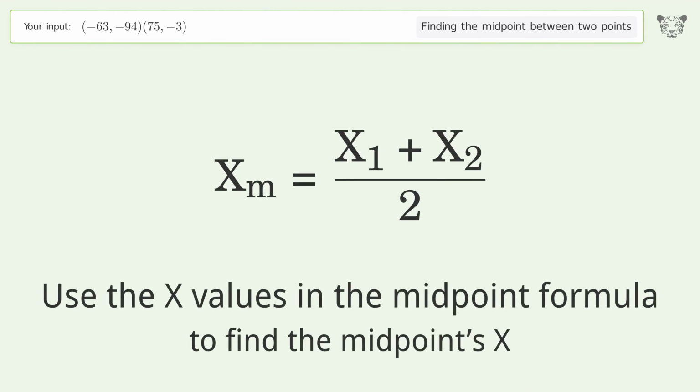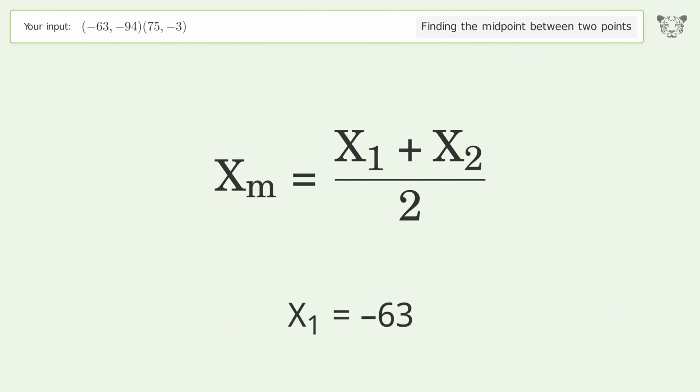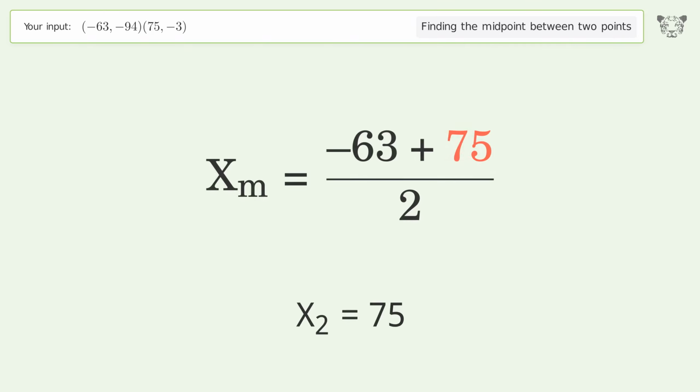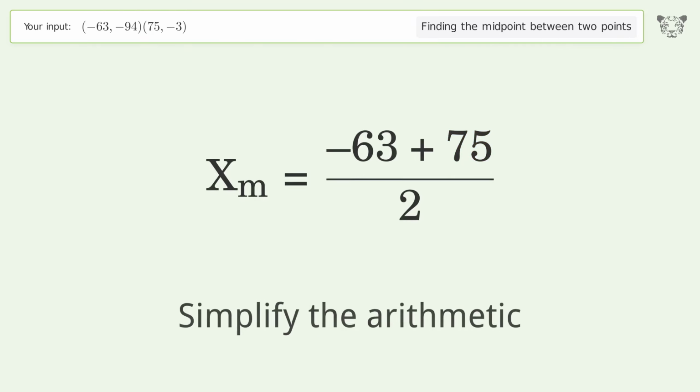Use the x values in the midpoint formula to find the midpoints x. x1 equals -63. x2 equals 75. Simplify the arithmetic.